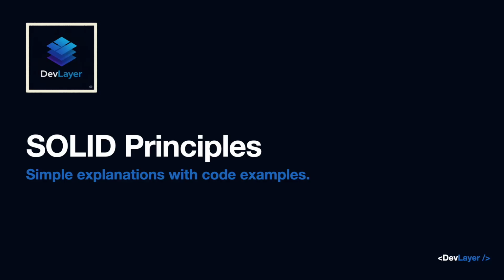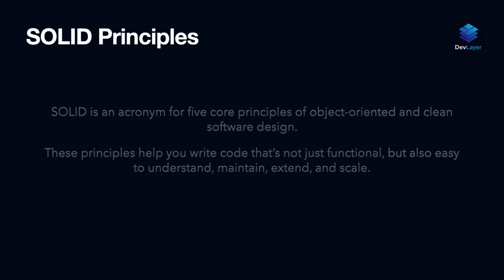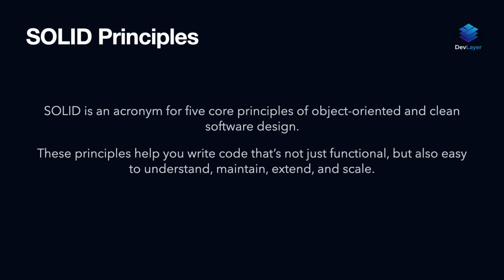In this video, we are breaking down the SOLID principles with simple explanations and code examples. Before we dive into each principle, let's talk about what SOLID actually means. SOLID is an acronym for 5 core principles of object-oriented and clean software design. These principles help you write code that's not just functional but also easy to understand, maintain, extend, and scale.